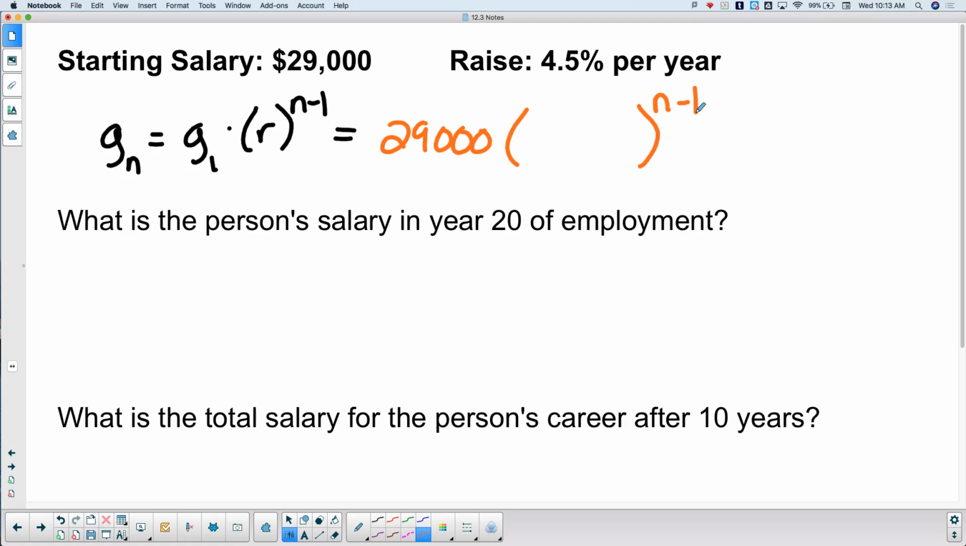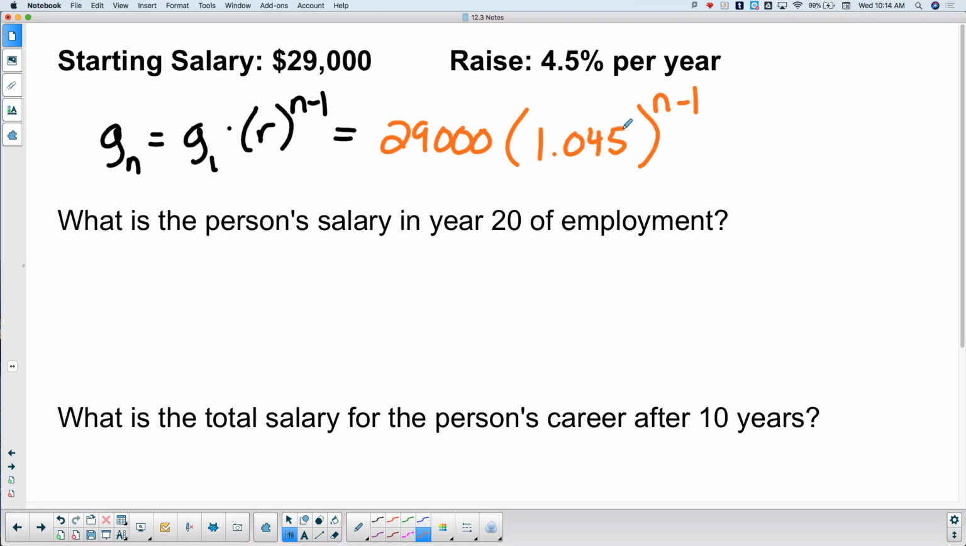So is there any way that I can combine all that into one R value? Because remember, we don't add in geometrics. We add in arithmetics. Okay, let's try that. So we should be making $30,305 in the second year, correct? Okay, so if I go 29,000 times 1.045, do I get 30,305? Yeah, okay. So my R value here is 1.045.